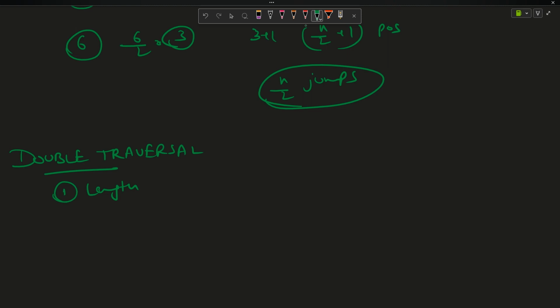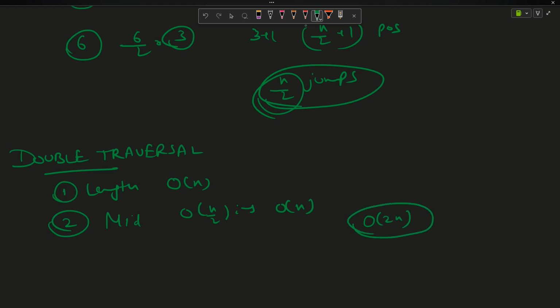So first traversal, find the length. O of n is the time complexity here. Second one is to traverse again n by 2 times, getting mid. So it is O of n by 2, but it will get converted to O of n. So you are actually using O of 2n. It is a linear time complexity, but O of 2n is not such a great deal.